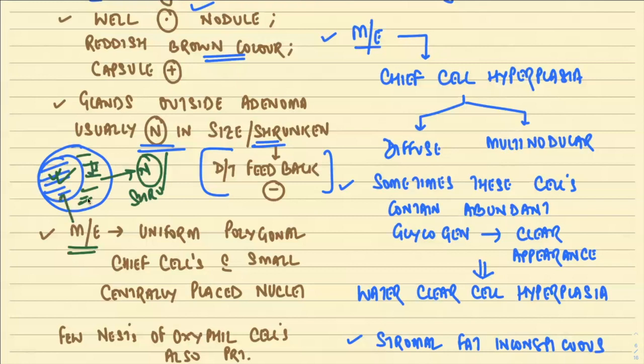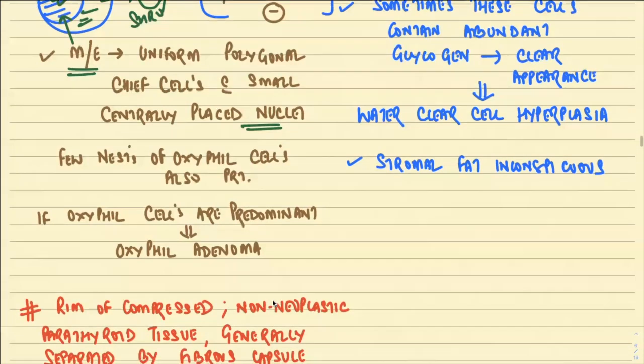Microscopically, when you examine this adenoma, you will see uniform polygonal chief cells with a small centrally placed nucleus, just like the original cells. You can also find very few nests of oxyphil cells. But sometimes in parathyroid adenoma, the oxyphil cells become predominant, and in that condition we call it oxyphil adenoma. Is this very clear?